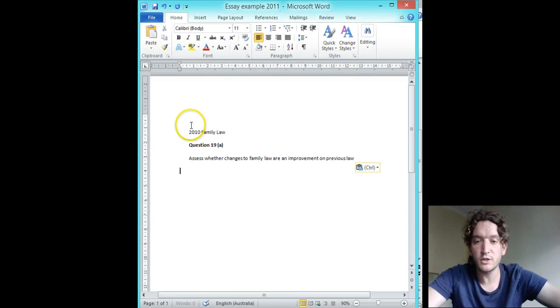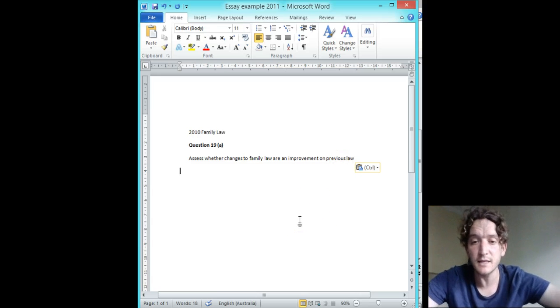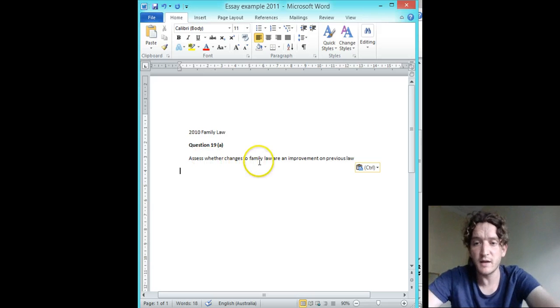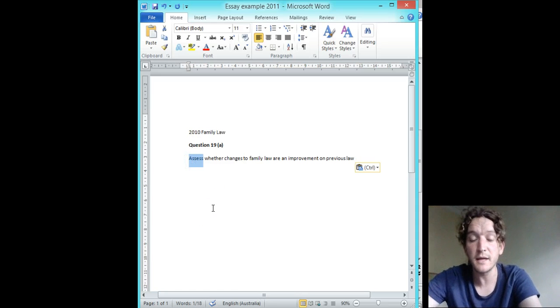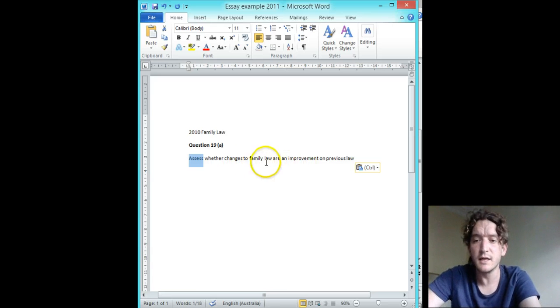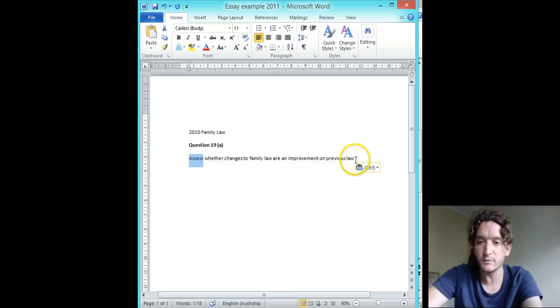Okay, so the specific question that we're going to be looking at is the 2010 question for family law. It states: assess whether changes to family law are an improvement on previous law. So immediately we should be noting the command terminology. It's assess, and that means that you need to provide your opinion. It also means you need to substantiate your opinion based on criteria. The content it's asking for is nice and broad. It's asking about any changes to previous law, and whether you think that's an improvement.